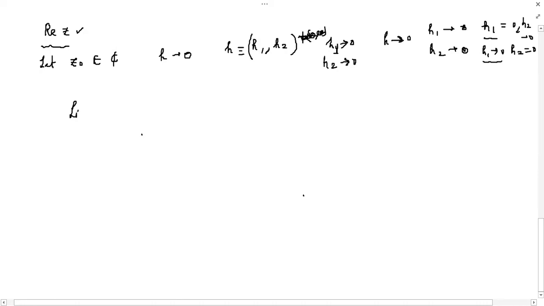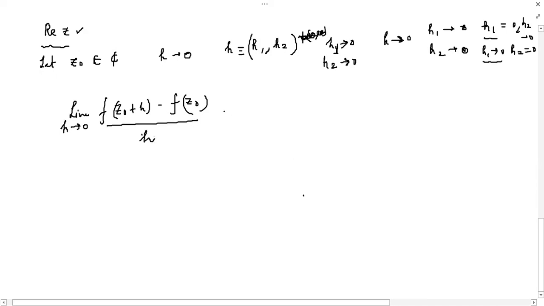If I have to check whether the real part of Z is differentiable or non-differentiable, I need to evaluate this limit, f of Z naught plus H minus f of Z naught divided by H. And this will be equal to the real part of Z naught plus H minus the real part of Z naught, divided by H.